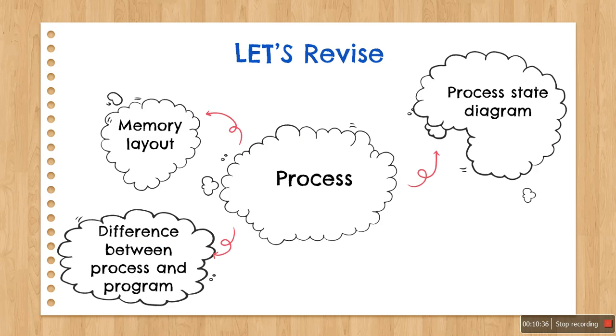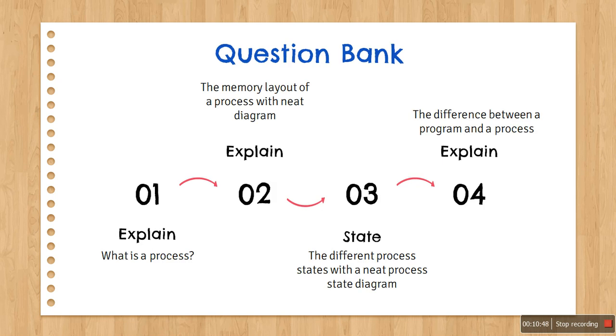So what we have seen in this lecture is what is a process, what is the memory layout for the process, the difference between a process and a program, and the process state diagram. So I hope you'll be able to answer all these questions, because I am sure you have understood all the topics discussed in this lecture: explain what is a process, explain the memory layout of a process with a neat diagram, state the different process states with a neat process state diagram, and the difference between a program and a process.